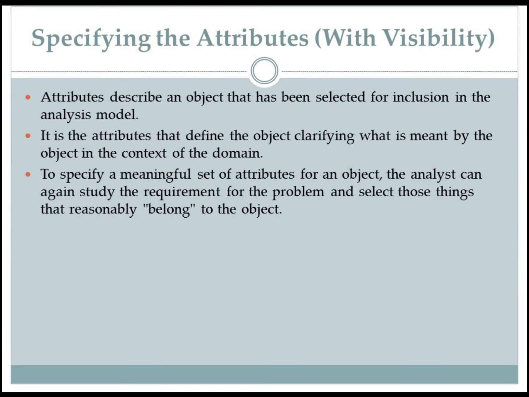To specify a meaningful set of attributes for an object, the analyst can study the requirements for the problem and select those things that reasonably belong to the object. This is why we analysts have to perform the requirement analysis study again and again, so that we can select that reasonable information which must be there and belongs to the object.